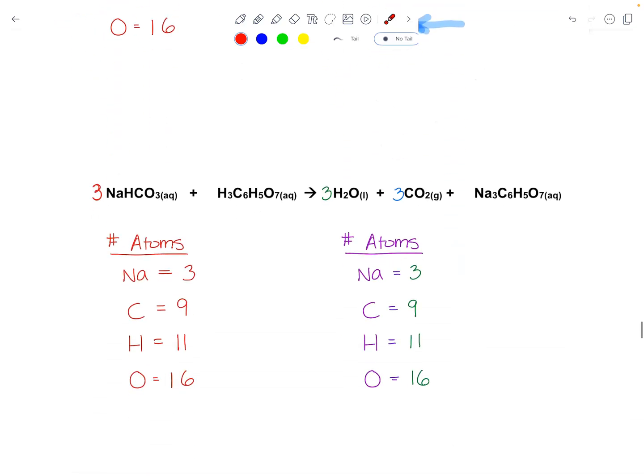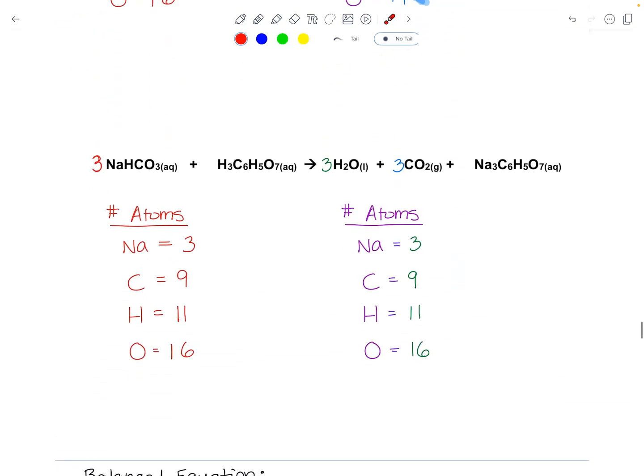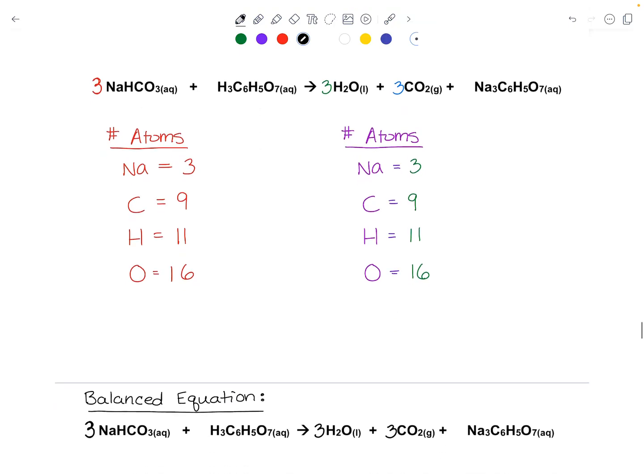If we're able to balance by putting a coefficient here, we won't knock the others out of balance. So next, I put a 3 in front of the water, and now on the left-hand side I have 3 sodiums, 9 carbons, 11 hydrogens, 16 oxygens. On the right-hand side, I have 3 sodiums, 9 carbons, 11 hydrogens, and 16 oxygens. So I have the first key piece of what I need to process my data: a balanced equation, which you see down here.